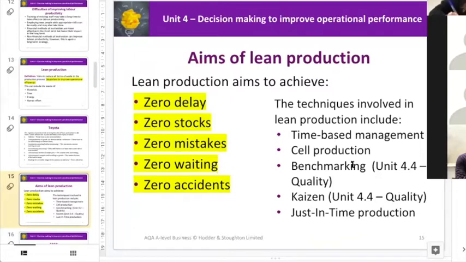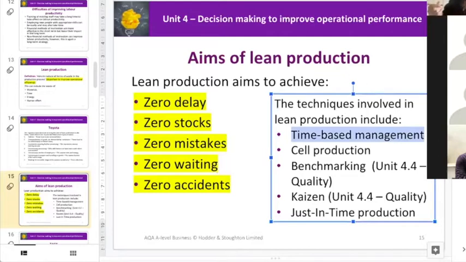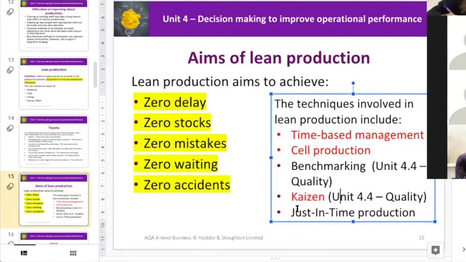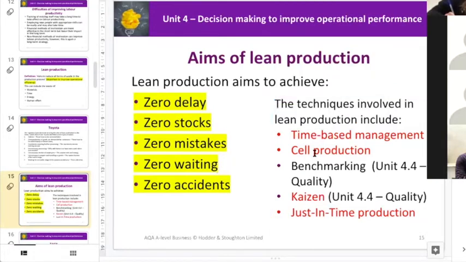So on the right, there are a few techniques we need to talk about in lean production. The reason we have to talk about this is because how we use lean production in our operation. There are different methods here. We have time-based. We have cell production, or we have Kaizen. We have just in time. For benchmarking, I'm gonna quickly just skip through because it's not as important as the other 4.